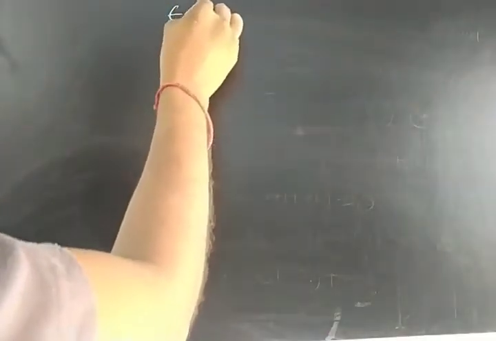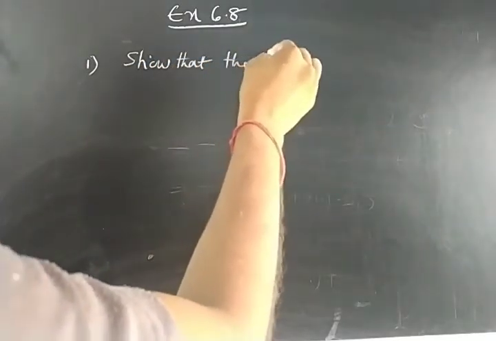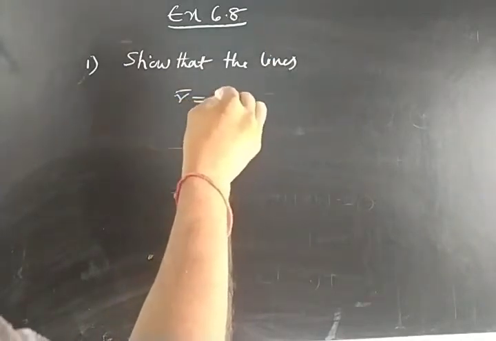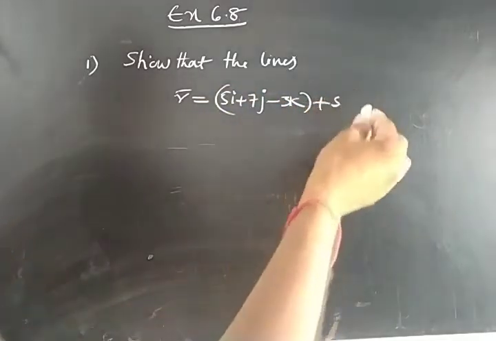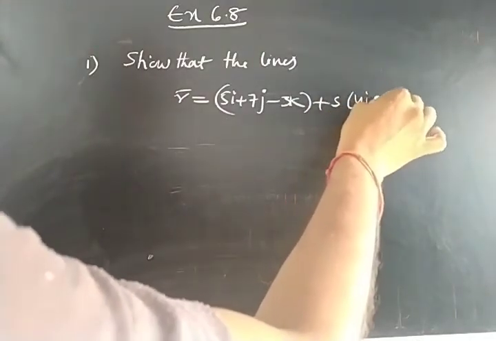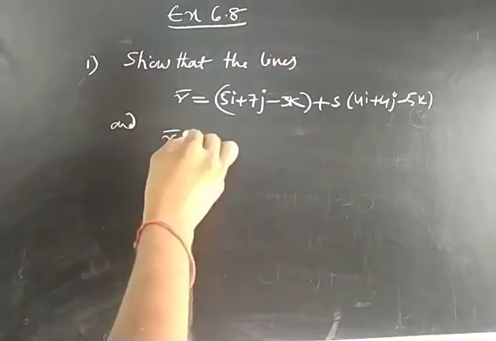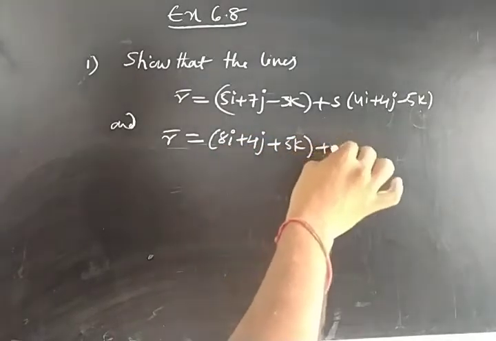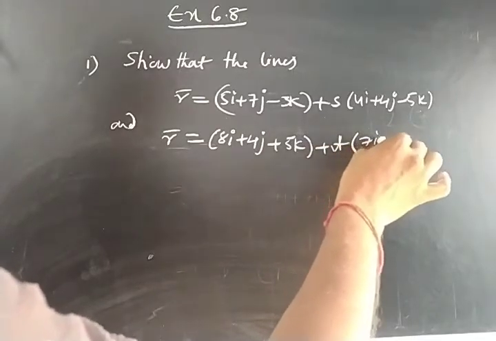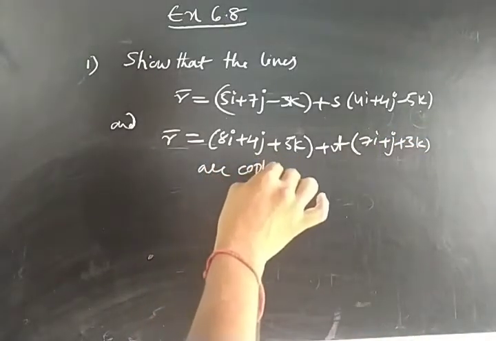Now exercise 6.8, first problem. Show that the lines R bar is equal to 5i plus 7j minus 3k plus s into (4i plus 4j minus 5k), and R bar is equal to 8i plus 4j plus 5k plus t into (7i plus j plus 3k) are coplanar. You have to show these two lines are coplanar.